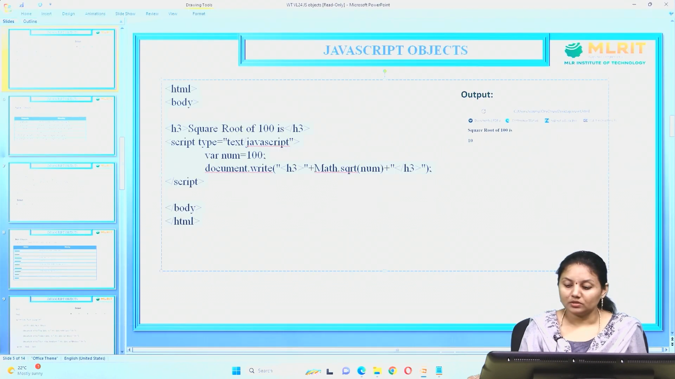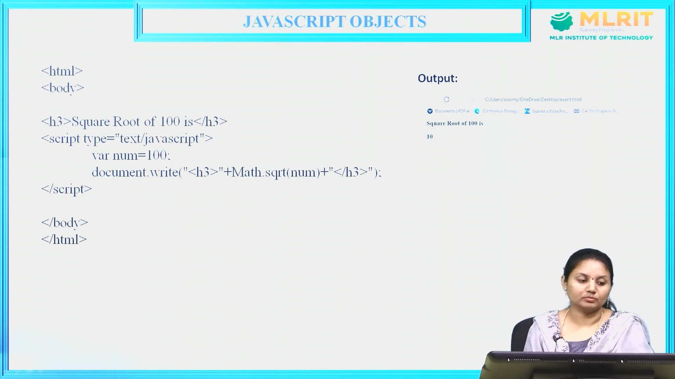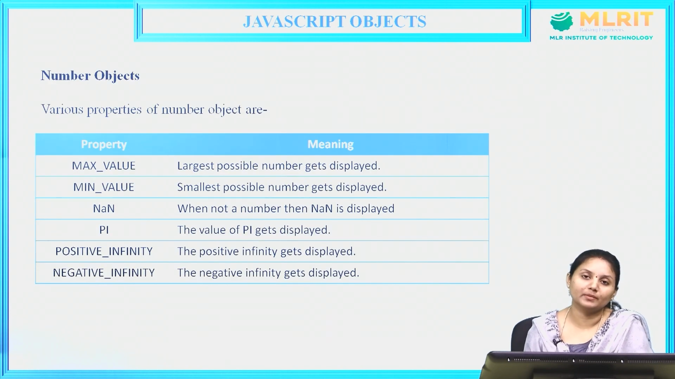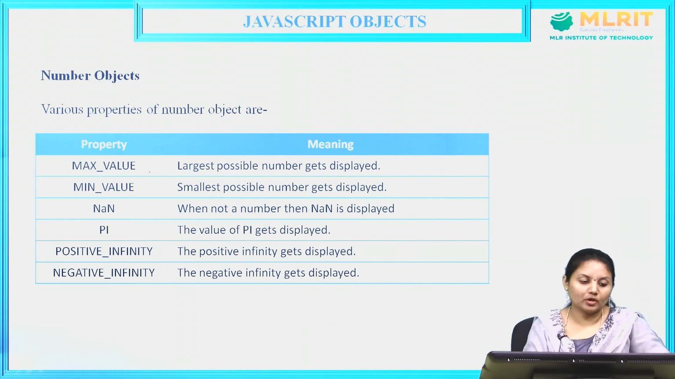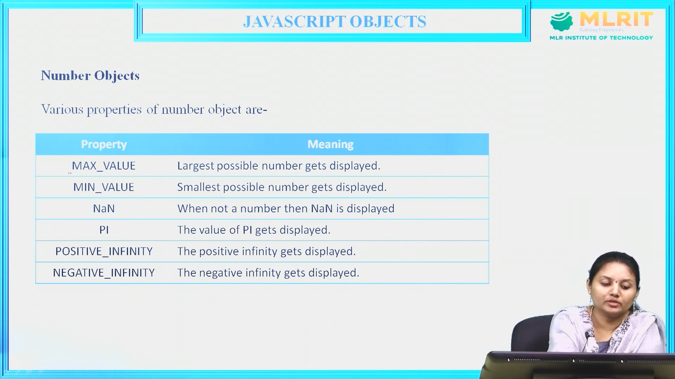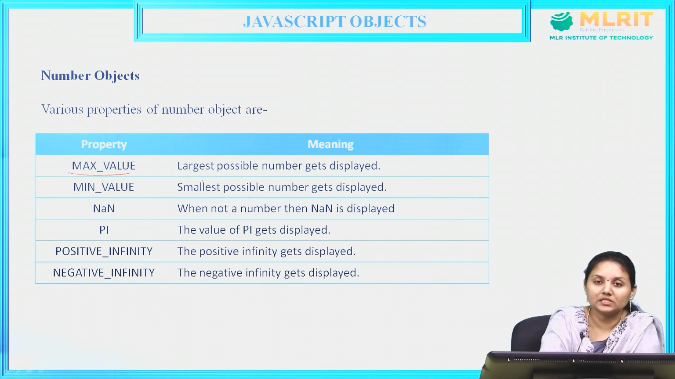Okay, next. Here, if you see, this is how we execute the Math object. Similarly, we can use a Number object, Date object, anything similarly. The various properties of the Number object: if you want to find the maximum value, you can use the property MAX_VALUE. Max means largest, we all know, so the largest possible number will get displayed. Replace max with min, and the smallest possible value will be displayed.